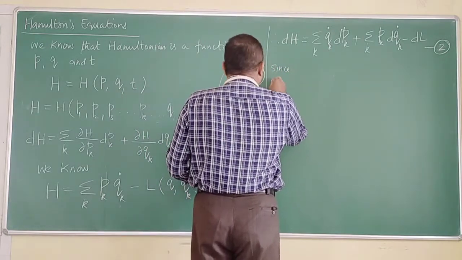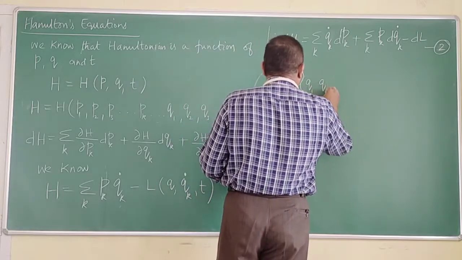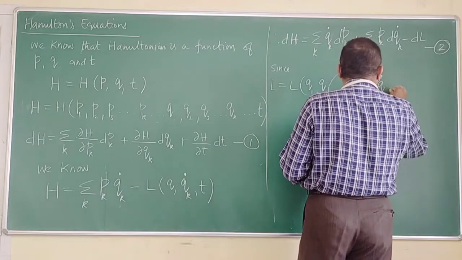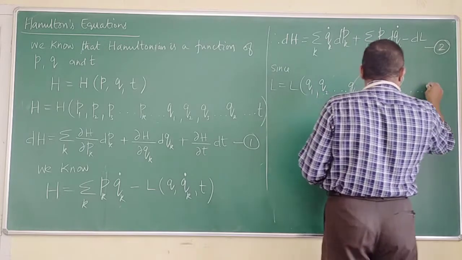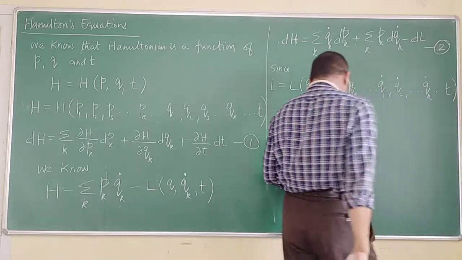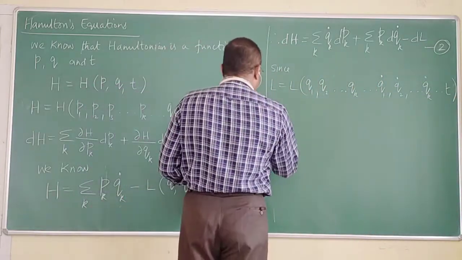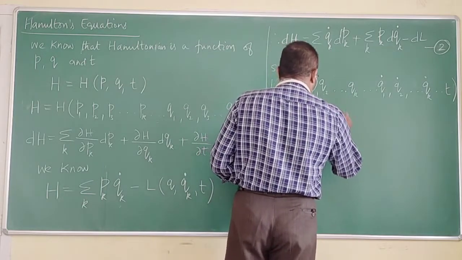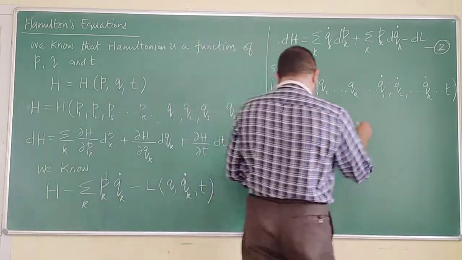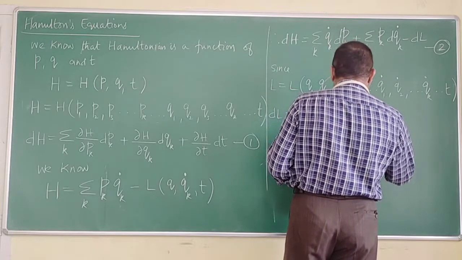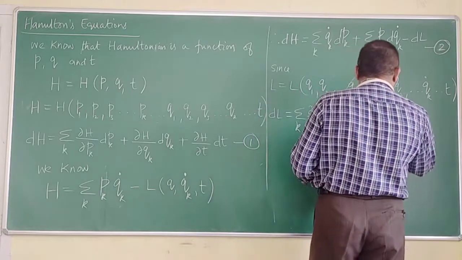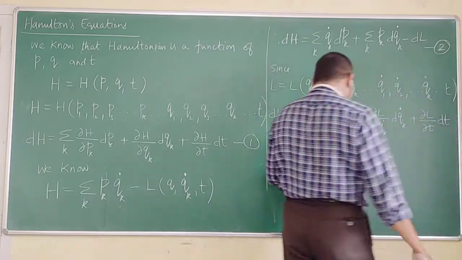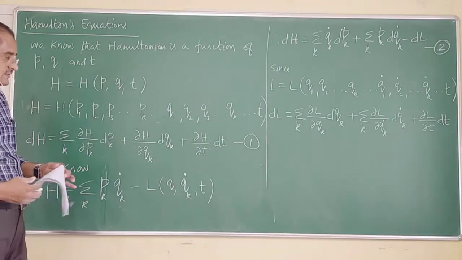Since L is equal to L of q1, q2, ..., qk, q1 dot, q2 dot, ..., qk dot, t, exactly in a similar way, I will differentiate this. dL is equal to sigma k ∂L/∂q_k into dq_k plus sigma k ∂L/∂q dot k into d(q dot k) plus ∂L/∂t into dt. Is that clear to you, sir?